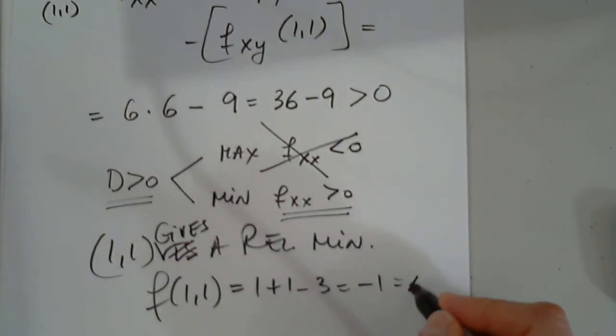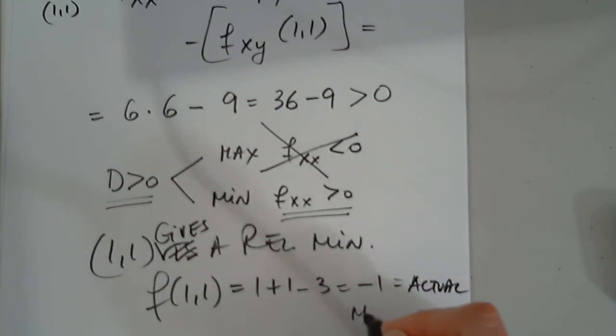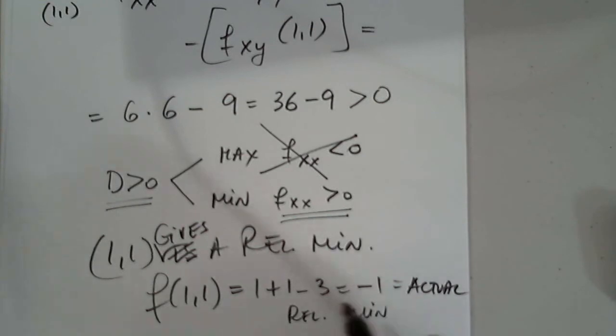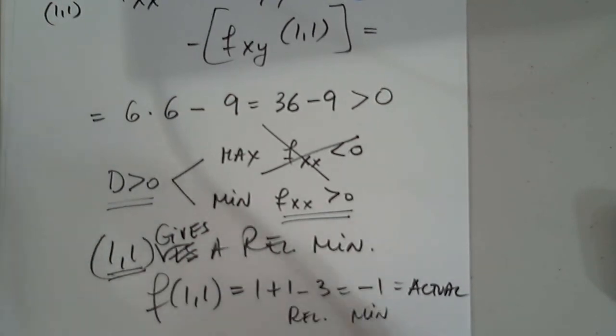So this is the actual minimum, relative minimum. Where is it obtained? When x is 1, y is 1. How much is it? Negative 1. No more new material beyond this, so please choose now anything you want.